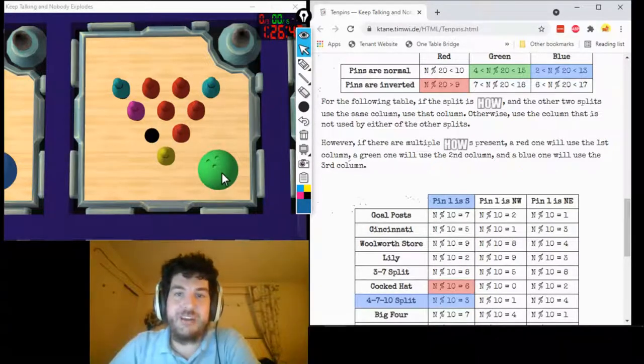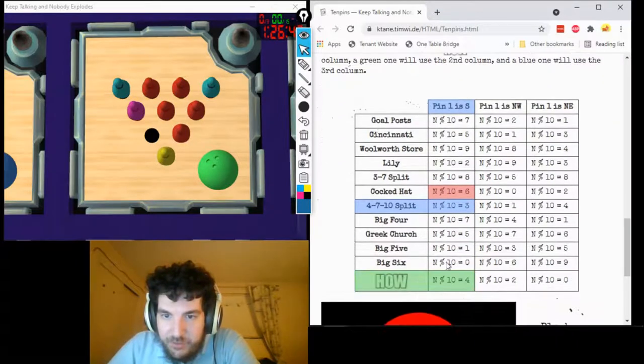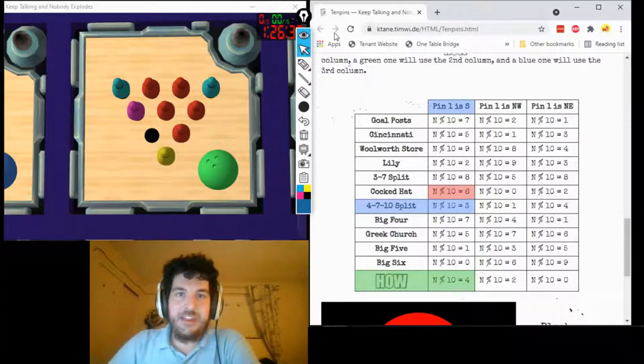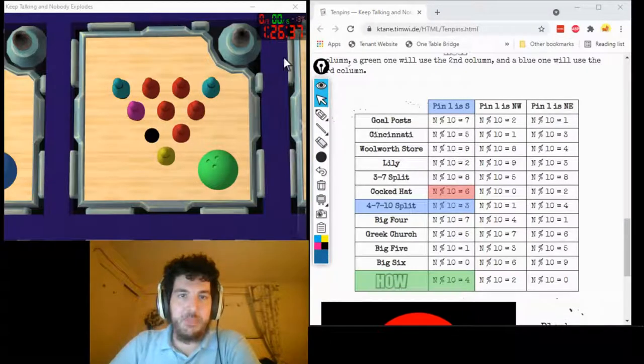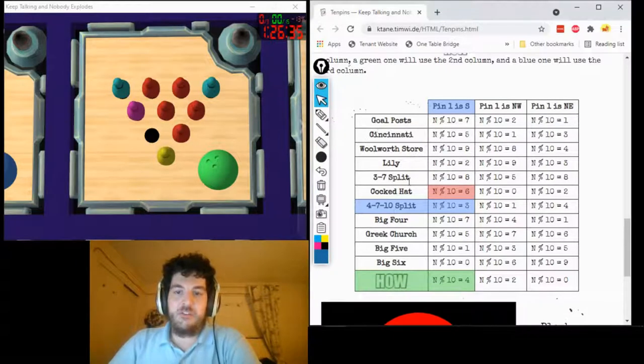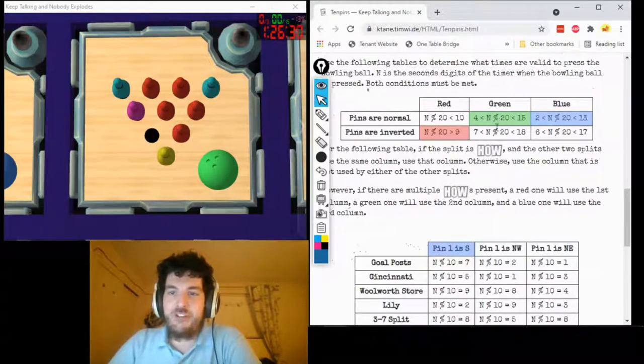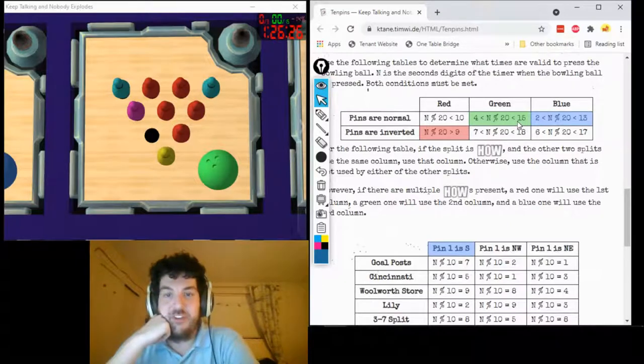The bowling ball is green right now, so we need to take the green time constraints. First of all, let's use this one down here. N modulo 10 equals 4. That means we need to press the bowling ball when it ends in a 4. But what's the other constraint? Make it so that N mod 20 is between 4 and 15 exclusive.